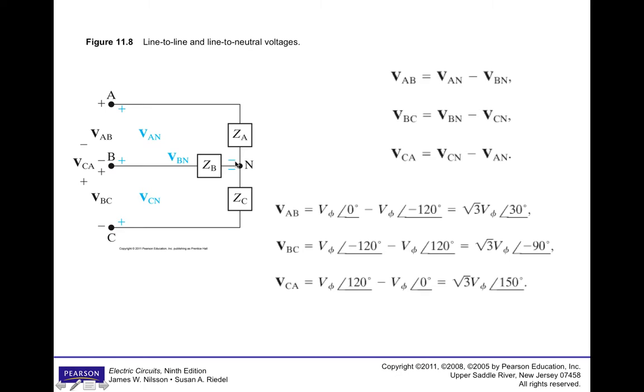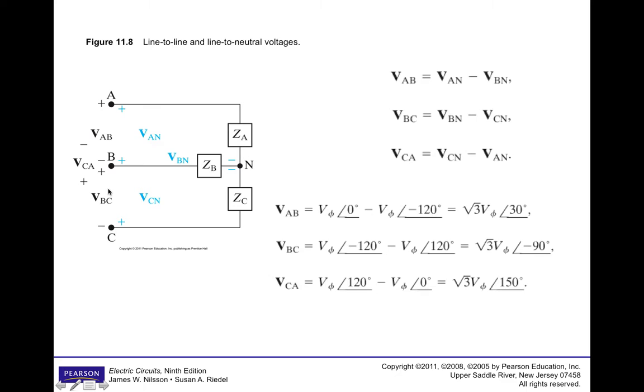voltages or phase voltages. The voltage between two given lines, A and B, B and C, C and A, are referred to as line-to-line voltages or the line voltages. And if we look here, we can see the phase voltages or the line-to-neutral voltages are shown in blue, and the line-to-line voltages are shown in black.